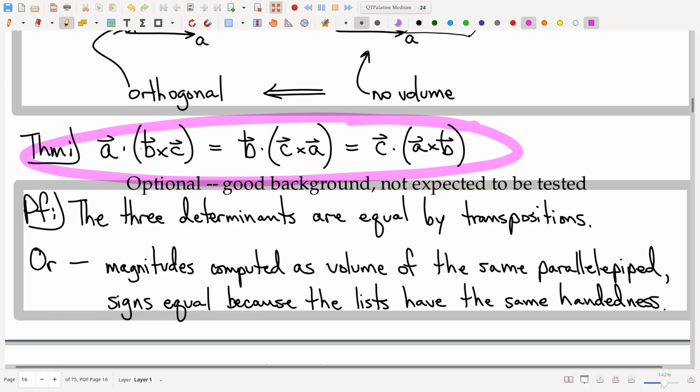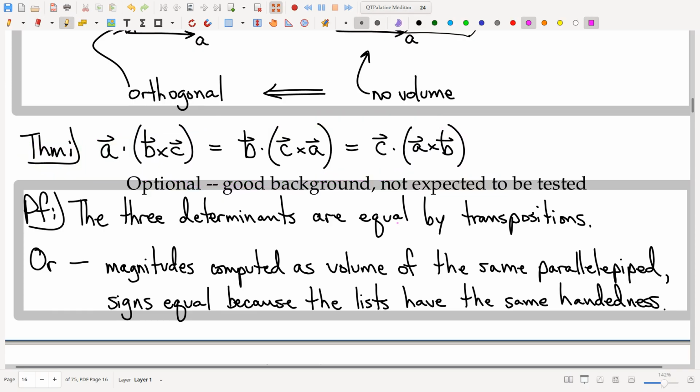And by the way, not so mysterious when you just remind yourselves, these triple products are of course all determinants. So y'all already know that determinants behave nicely when you shuffle columns. So really not that surprising at all.